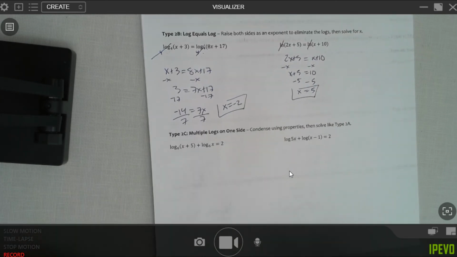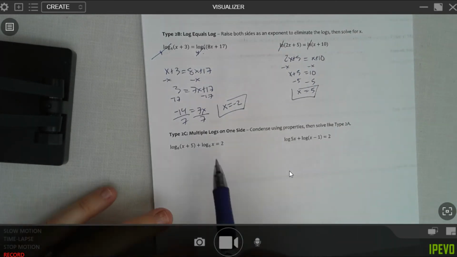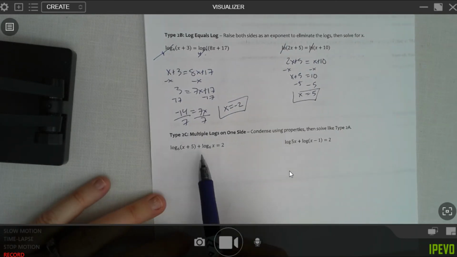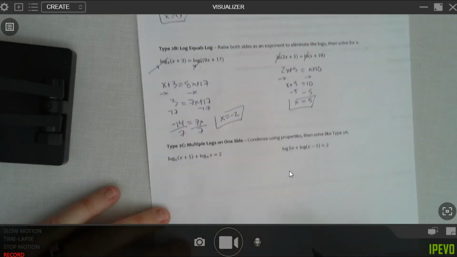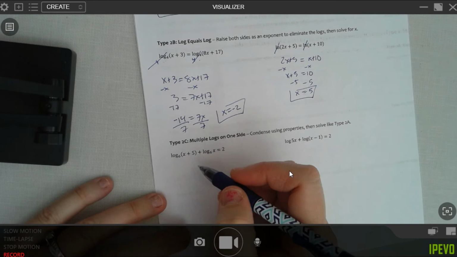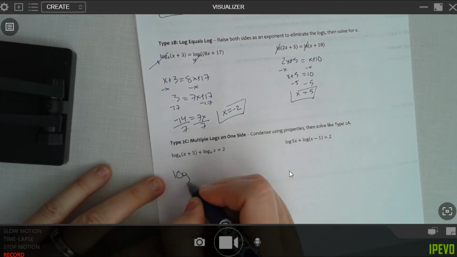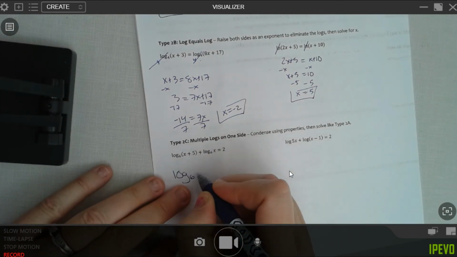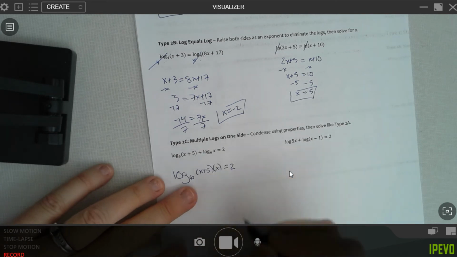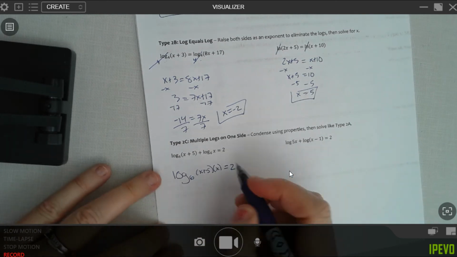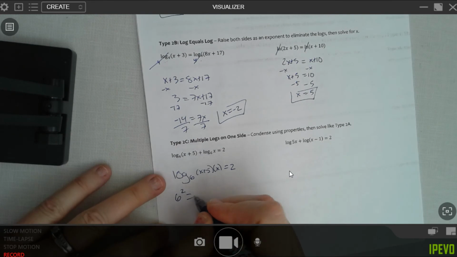you're eliminating them. So down here, what I need to do is first condense these so it's one log, and then we're going to do what we did in type A. So an addition, remember, means multiplication. So I'm going to rewrite this log base 6, and now I'm going to multiply. So it's x plus 5 times x equals 2. And then I'm going to rewrite it, 6 squared equals this stuff right here.